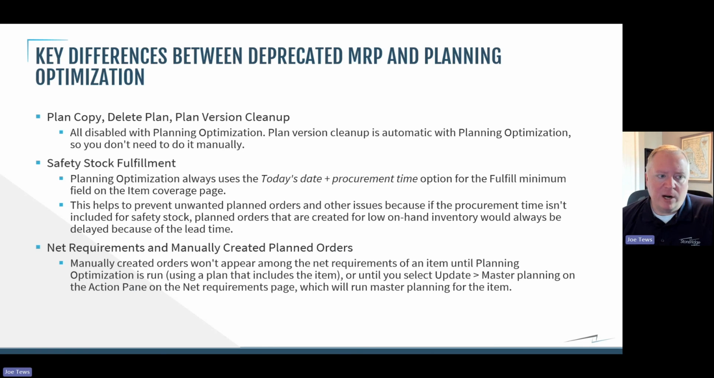And finally, net requirements and manually created planned orders. Manually created planned orders are not going to appear in the net requirements of an item until planning optimization is run, or until you go to the update button, master planning, on the action page in the net requirements page, which will then run master planning for that particular item.